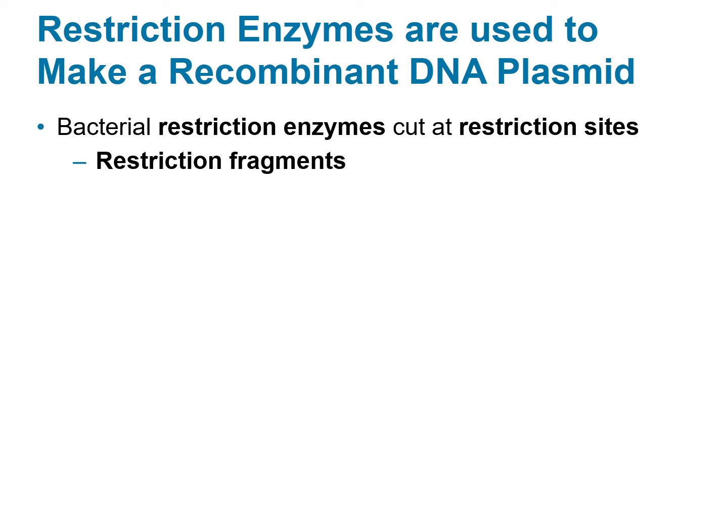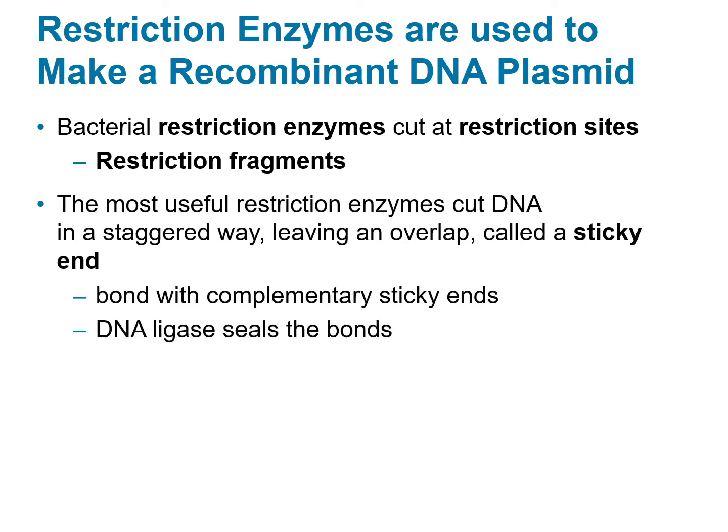So they're areas in a chromosome or a piece of DNA that they recognize by certain DNA sequences, and then they cut the double-stranded DNA. Now, the most useful ones are going to cut it in a staggered way, leaving an overlap. These overlaps are called sticky ends. The sticky ends basically bond with complementary sticky ends, and this allows for the gene to be incorporated in a certain direction.